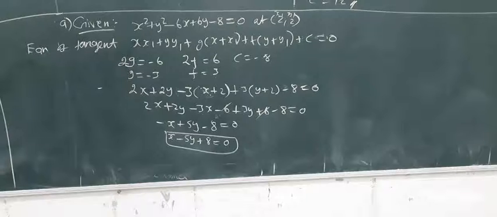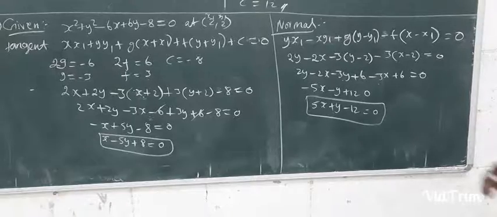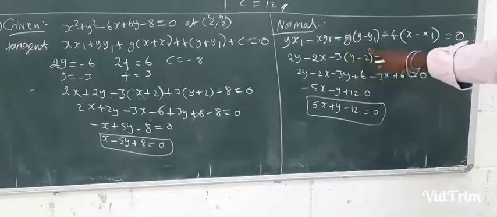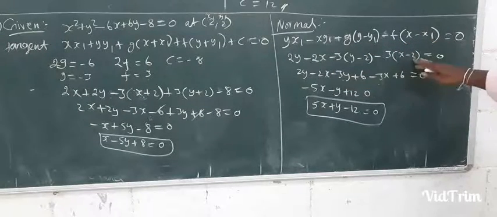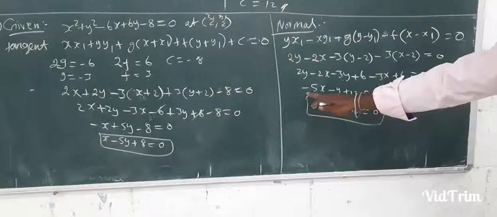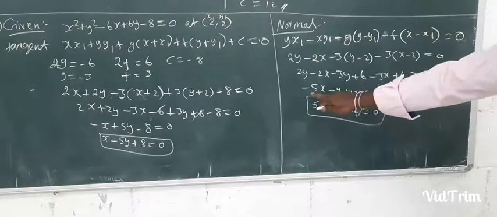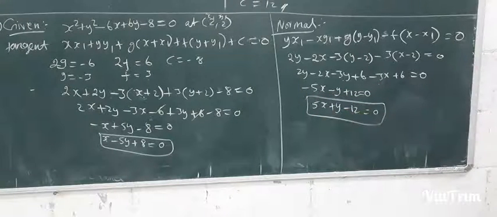Next you find the normal equation. First you write the formula. Normal equation is y x1 minus x y1 plus g into y minus y1 minus f into x minus x1. Substitute the values and simplify it. Finally we have minus 5x minus y plus 12 equal to 0. So to omit the minus, multiply all the terms by minus. We have 5x plus y minus 12 equal to 0. You complete the remaining sums from the exercise.